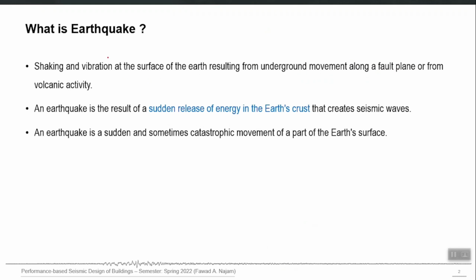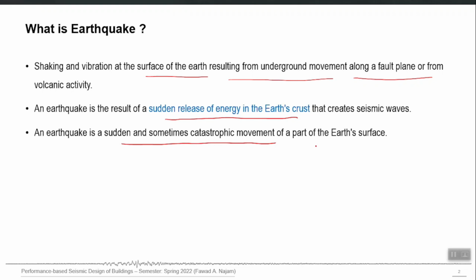So an earthquake is a shaking and vibration at the surface of the earth resulting from underground movement along a fault plane or from any volcanic activity, right? It is a result of a sudden release of energy in the earth's crust, which is released in the form of seismic waves. Those waves travel from the point where they originate, and they travel outwards away from that point. And that release of energy, we experience as ground shaking and ground movements. So it is a sudden and sometimes catastrophic movement of a part of Earth's surface.